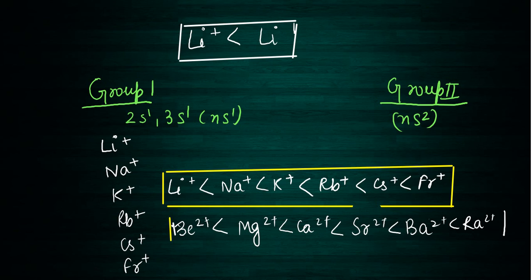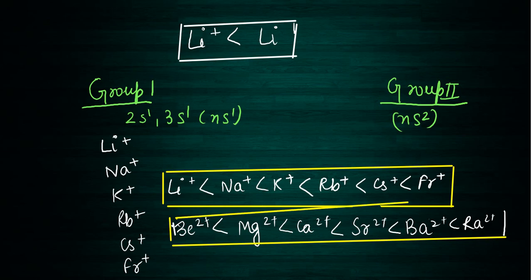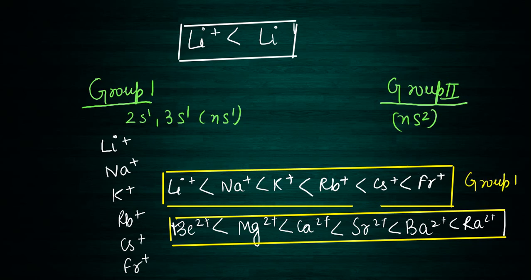So this was the ionic size trend for group 1 and group 2. Group 1 elements and group 2 elements ionic size trend.